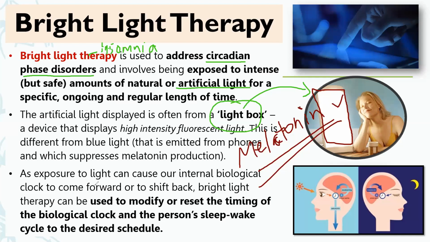Okay, so that's essentially what bright light therapy is about, how exposure to light can cause our internal body clock to come forward or to shift back, depending on what time we want to wake up. If you're a shift worker, you need to be awake at times when everyone else is asleep. So the time at which you actually expose yourself to the light box will be different from a person who has a different occupation or job where they don't have to work shift work or night shifts.